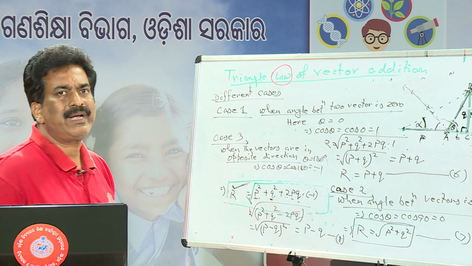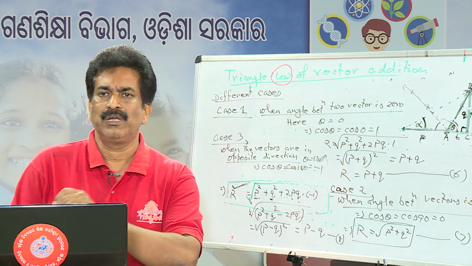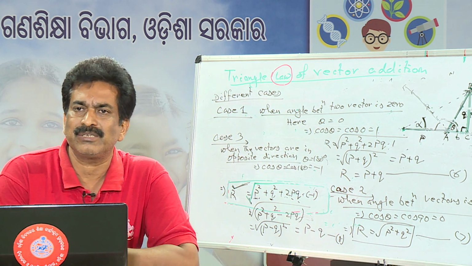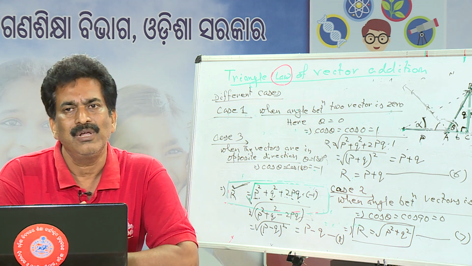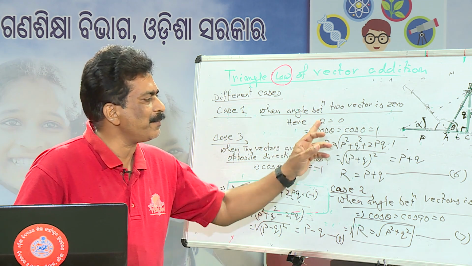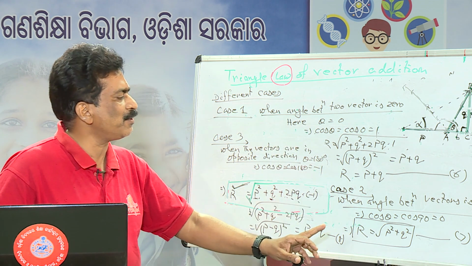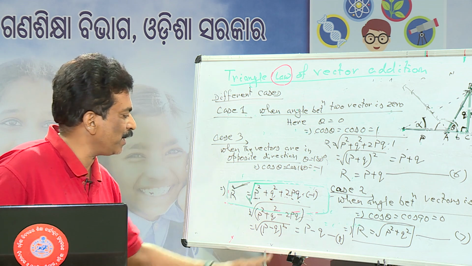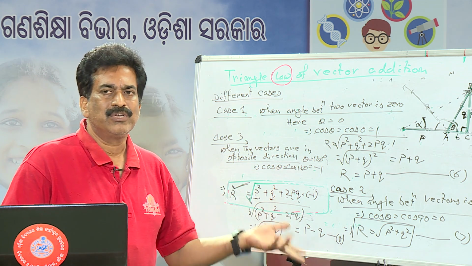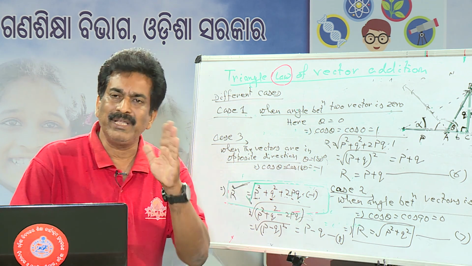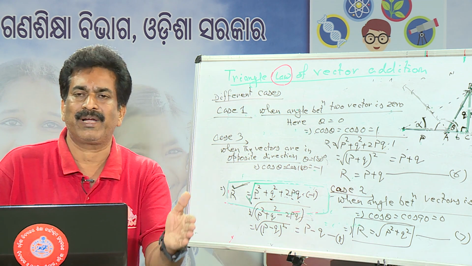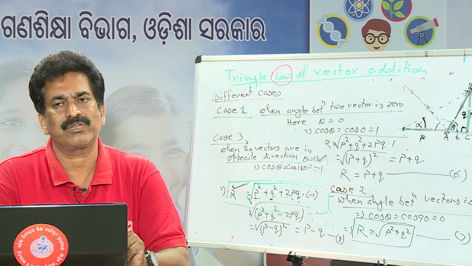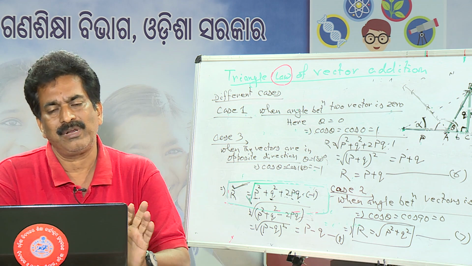So these are the three different cases we discussed: when theta is equal to 0, theta is equal to 90, and theta is equal to 180. For the same two vectors, what is the maximum value? The maximum value is equal to P plus Q. What is the minimum value? That is P minus Q. So by varying the direction between the two vectors, the magnitude gradually varies. Are you clear, my students?